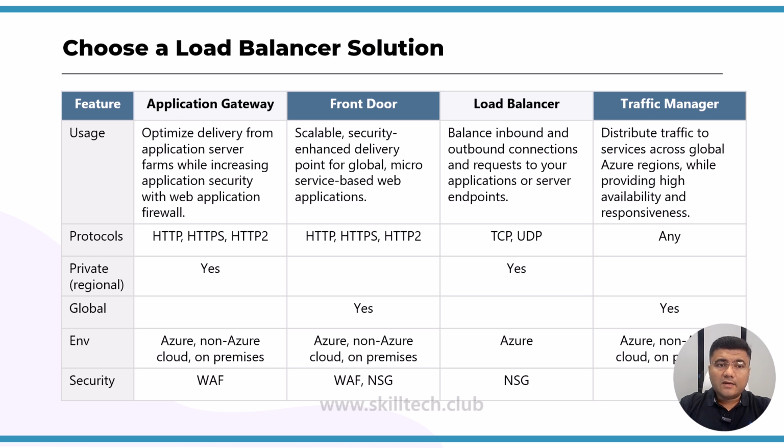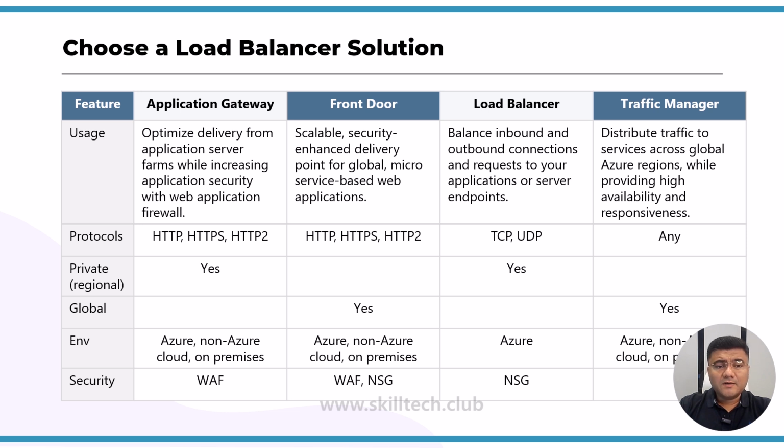As you can see on the slide, we have different comparisons available for protocols and for different kinds of global deployments. You can see that in the global deployment, only front door and traffic manager are available. If you focus on a regional deployment, then you have application gateway and load balancer associated with that. Also, you can focus on the environment and security sections.